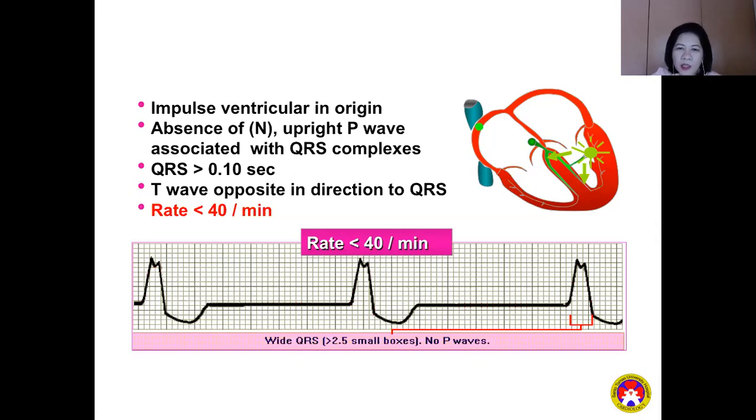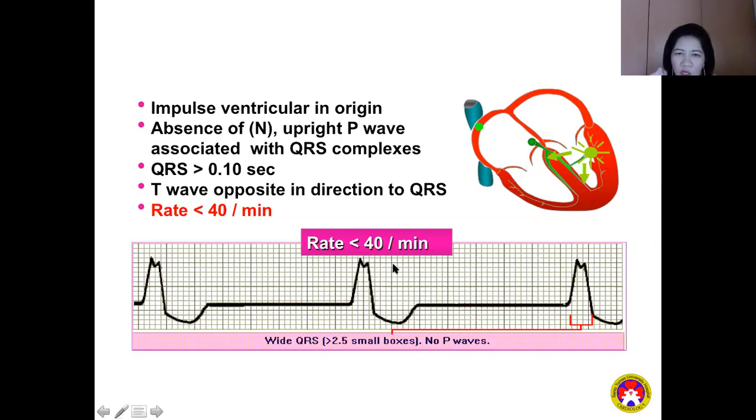So remember, the SA node will fire at 60 to 100, the AV node will fire at 40 to 60 per minute, and your His-Purkinje can fire at 20 to 40 per minute. So this must be coming from the His-Purkinje system. The QRS here is wide, so that means this came after the common bundle, because there is already a delay in the depolarization to both ventricles producing a wide QRS. So if we measure, we will get the rate here.